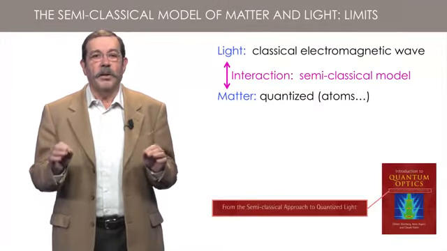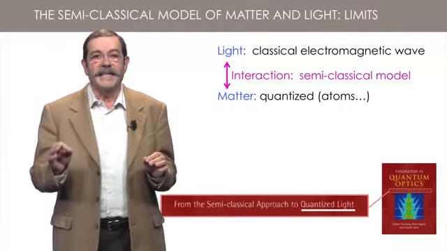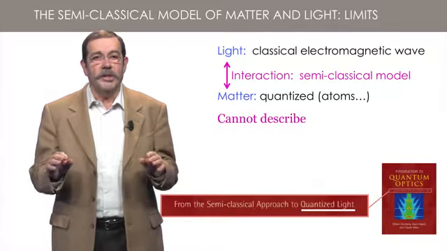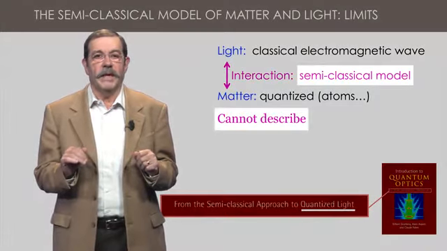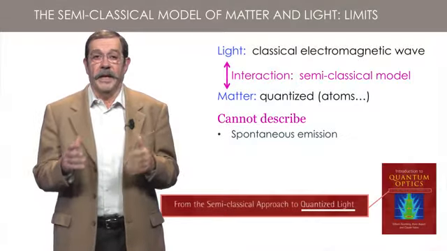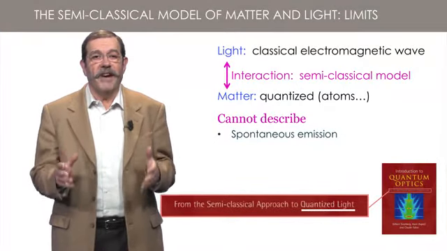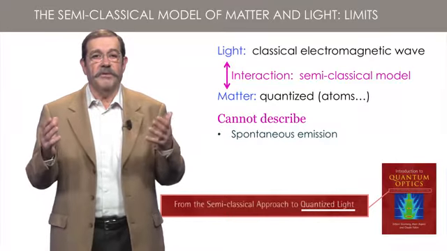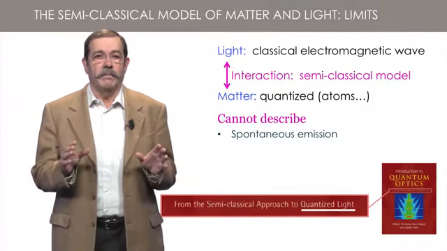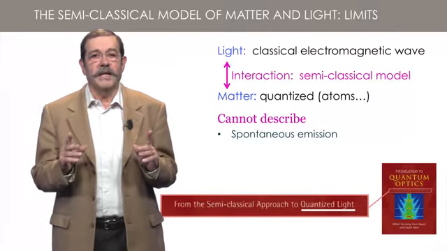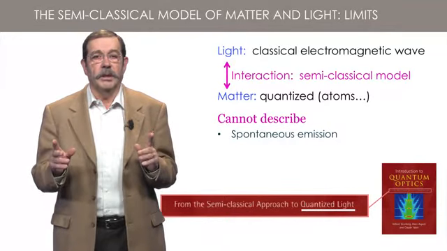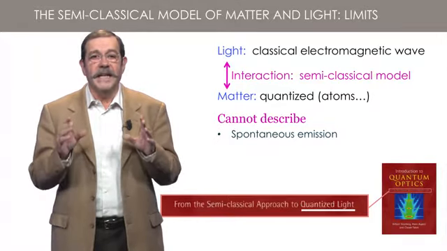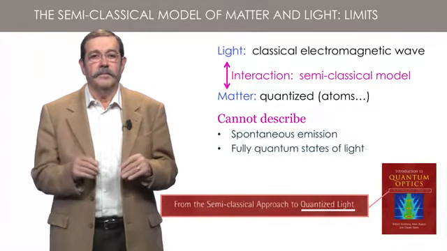Our book has another part dealing with quantized light. Indeed, there are phenomena that cannot be understood in the framework of the semi-classical model. Spontaneous emission, that is to say the fact that an isolated atom in an excited state eventually emits a photon, cannot be described consistently in the semi-classical model of matter-light interaction. To describe correctly the phenomenon of spontaneous emission, one needs to quantize light.